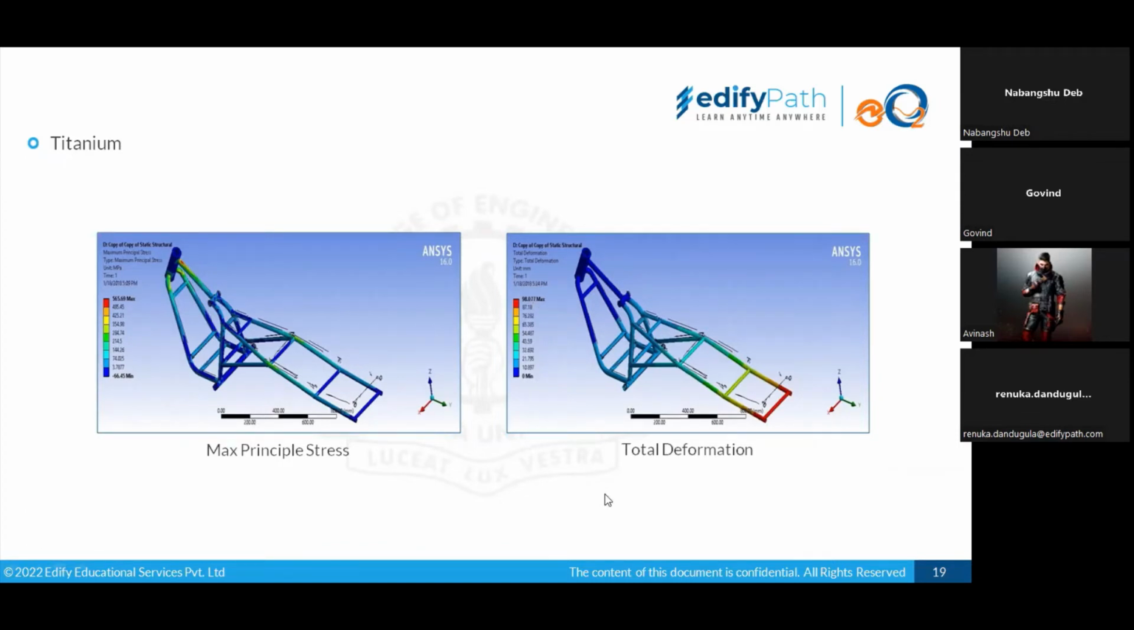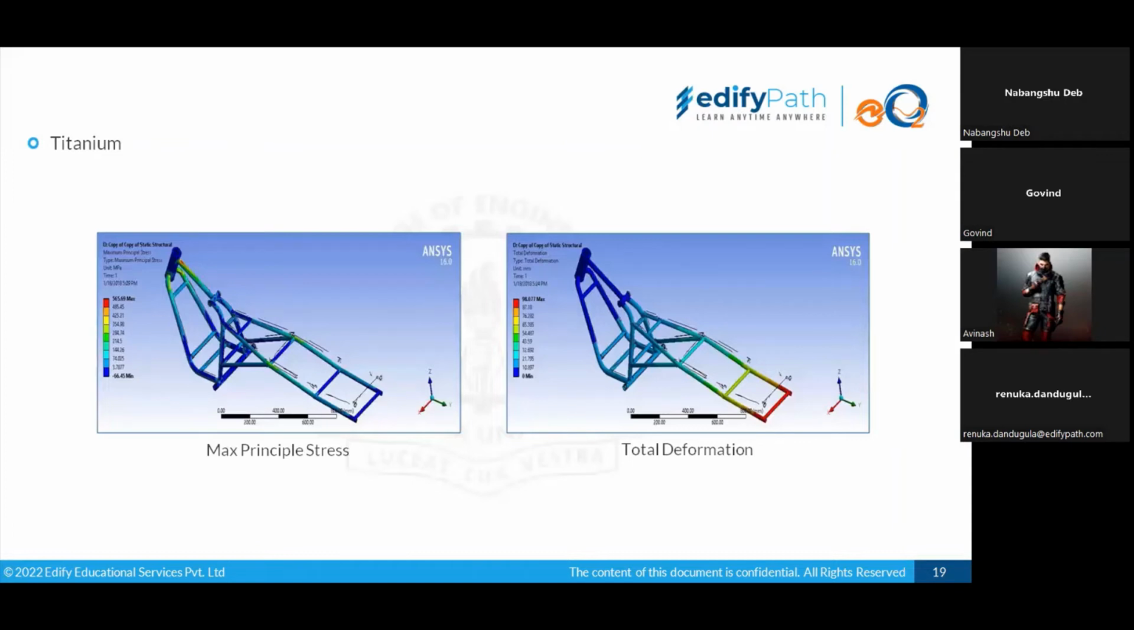So we are trying to give you an idea of how you would analyze before going into normal production, or on a physical model. With the help of the software you can analyze everything: not only the material, but the stress points and the strength of your chassis.